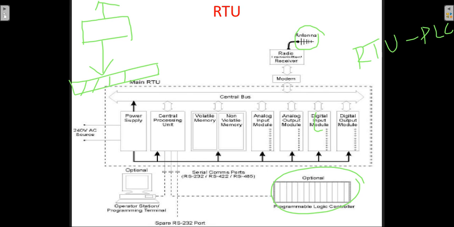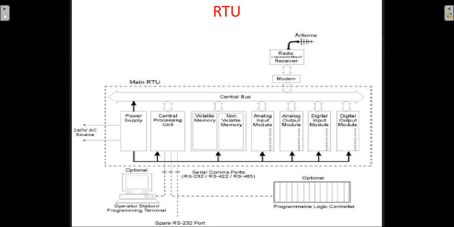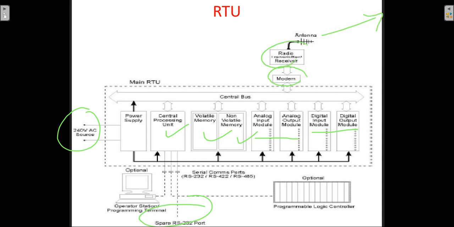Okay. So now you can once again quickly look at the main RTU. It has the power supply, then the CPU, the memory, whether volatile or non-volatile, RAM or ROM, then the analog modules, the digital modules, then the different communication ports, the modems, receivers, then sending the information to your MTU. They can be seen in a single block. This is the block diagram of your RTU.